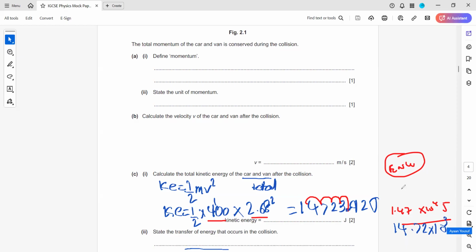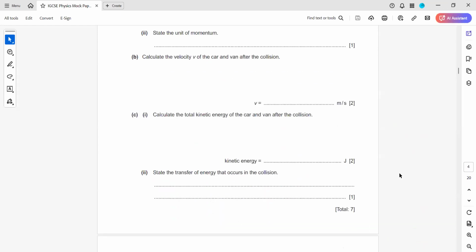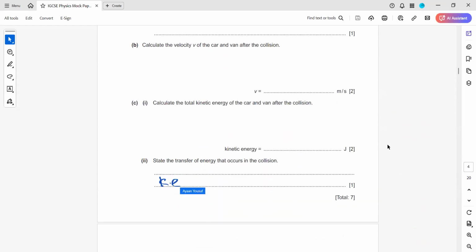Or 14.7, but don't write 2 here. Why? Because we want to represent the answer in three significant figures. So then mention 14.7.